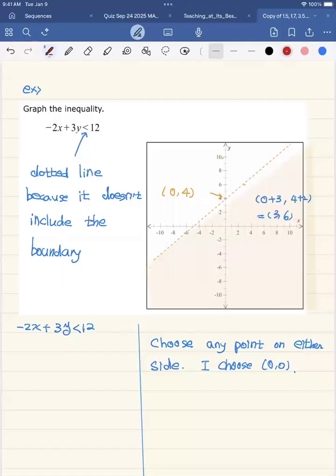In the next problem, we have to graph an inequality. We have the inequality -2x plus 3y is less than 12. This time, there is no equality sign, so we have to use a dotted line.